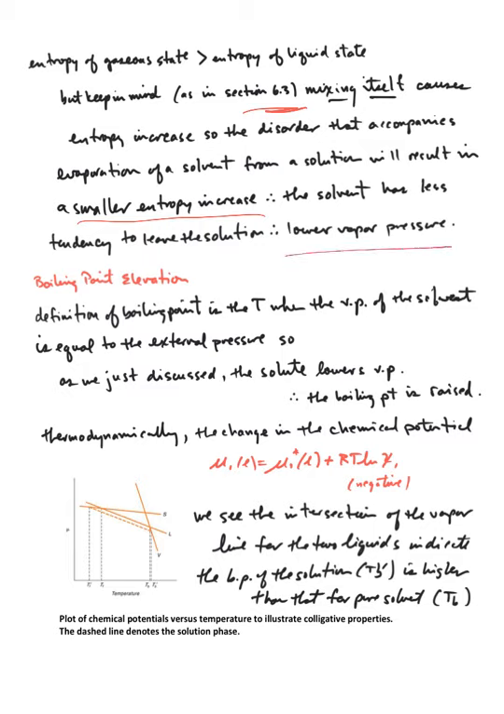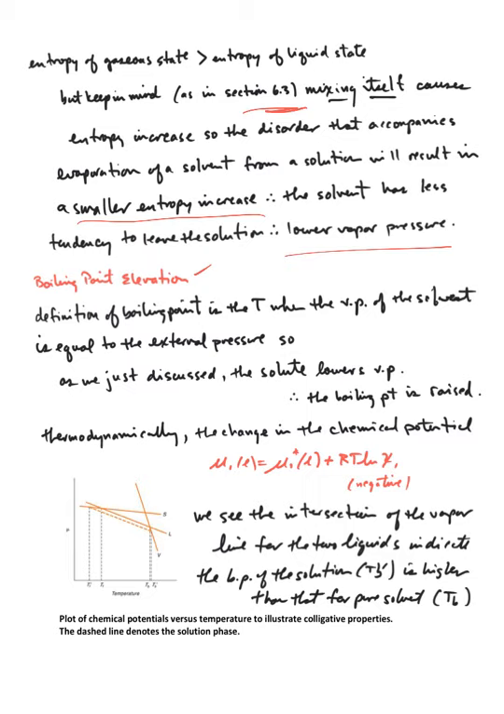So this really ends up being the driving force for the lower vapor pressure. There's a lot of disorder in the solution, and even though going into the gas phase is a more disordered state than being in the liquid, the difference is less for the solvent molecule if it's leaving a solution rather than the pure solvent.